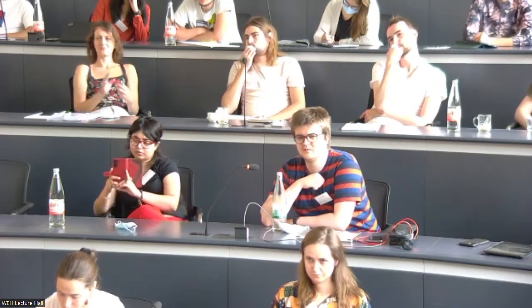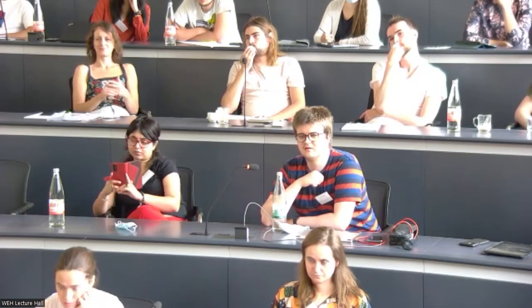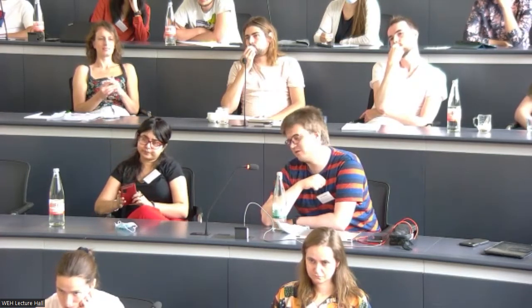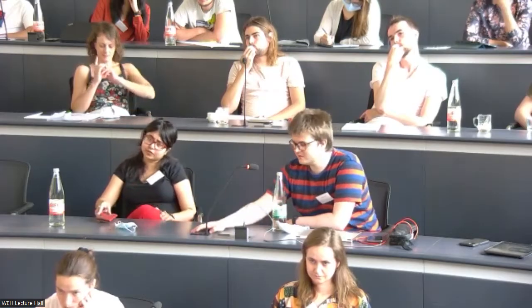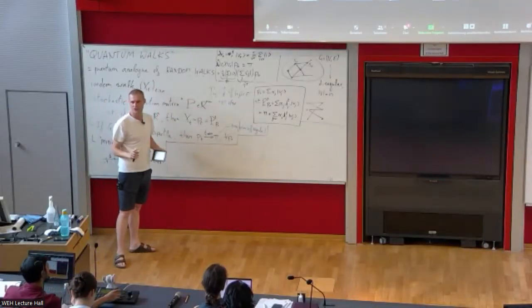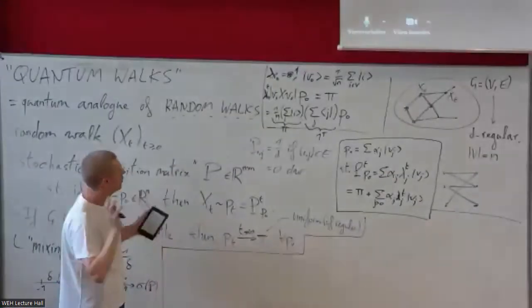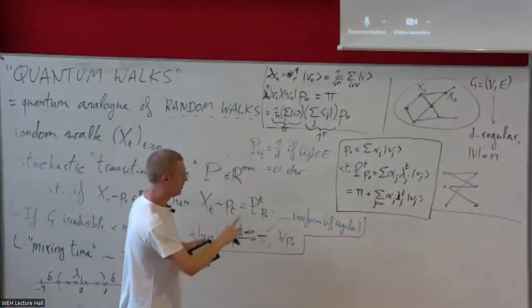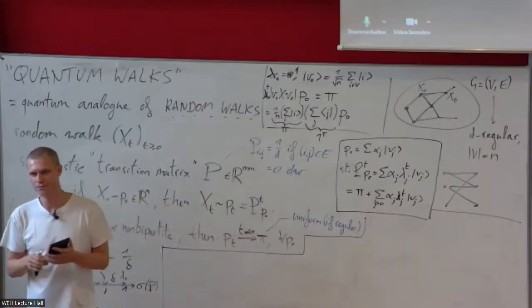So pi is always the uniform distribution? It is, because I'm assuming that the graph is regular. Oh, okay. Because also then the matrix is symmetric, and you have a nice spectral decomposition and so on. And you can do everything without this assumption, but it's just more messy.